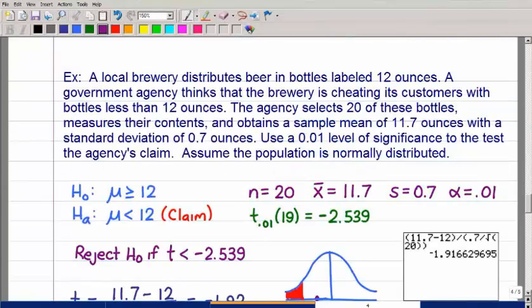Let's take a look at the next one here. A local brewery distributes beer in bottles labeled 12 ounces. A government agency thinks the brewery is cheating its customers with bottles less than 12 ounces.